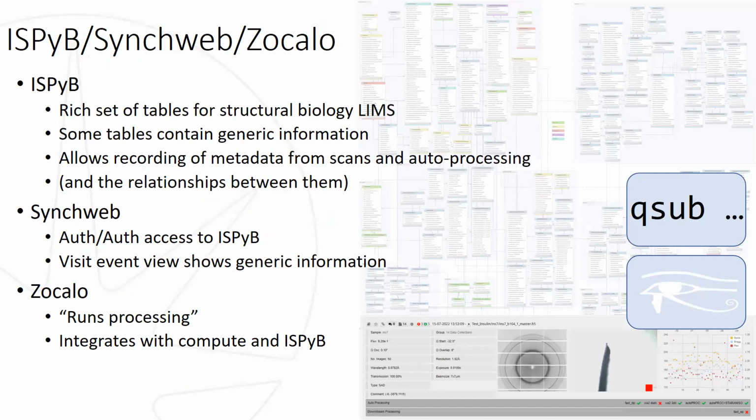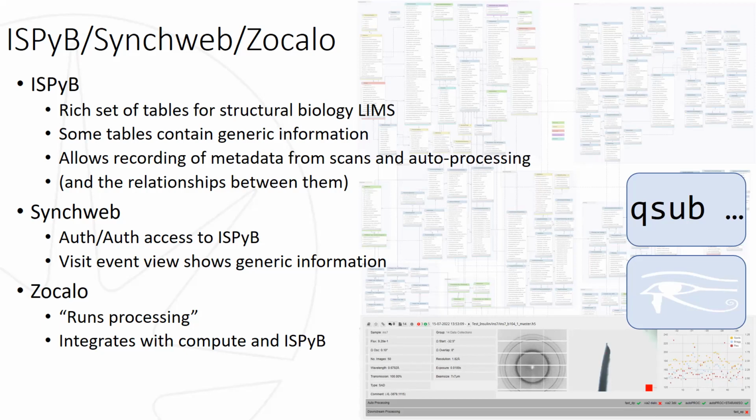ISPyB, SyncWeb, and Zocalo are basically a unit that we have directly stolen from MX because it has some really useful features. ISPyB is a very rich database structure for structural biology information management, but there are some very generic tables that allow us to record that a scan was done. Here's the file that was produced. That scan was auto-processed. Here are the parameters used around auto-processing. And that's exactly the sort of basic information management we wanted to build this system. So we didn't need to reinvent anything.